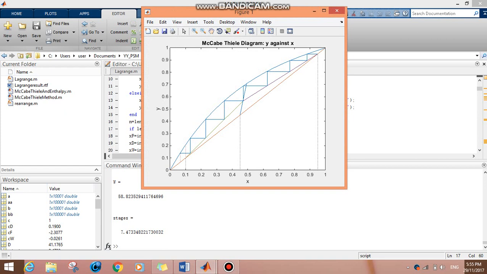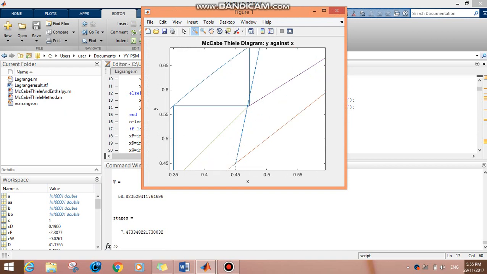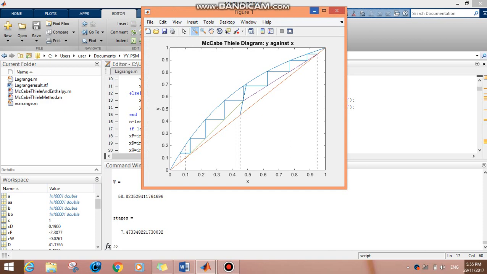Okay, so we get the result here. This is the graph. As you can see from here, you can determine the feed location: 1, 2, 3, 4, 5. If you're not sure whether this one is 4 or 5, you can just zoom in. You can see at the 5 here. So the feed location is at the 5. So this is about the graph.